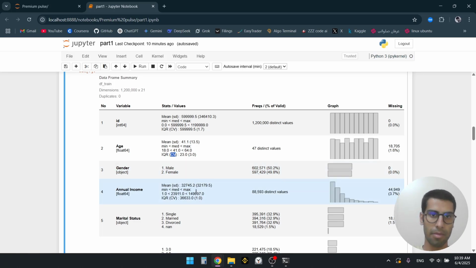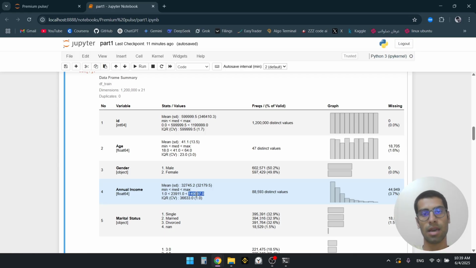Annual income. For annual income, we have the mean and the standard deviation. The minimum value for annual income is 1. And the maximum is about 150,000. We have about 3% of data missing, but consider for a moment that we have two major conflicts here. One, we do not know the monetary unit of the annual income. We don't know whether it's in Japanese yen, or Australian dollar or Canadian dollar, or whatever the monetary unit is.